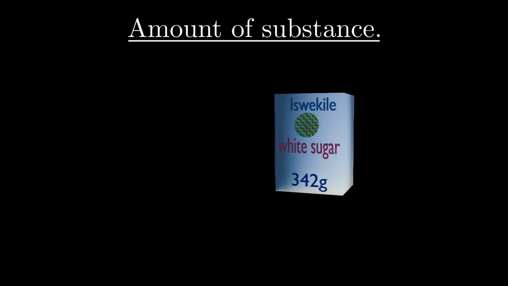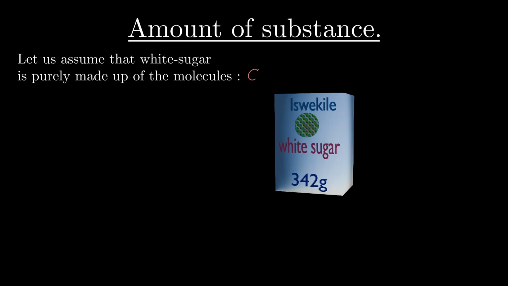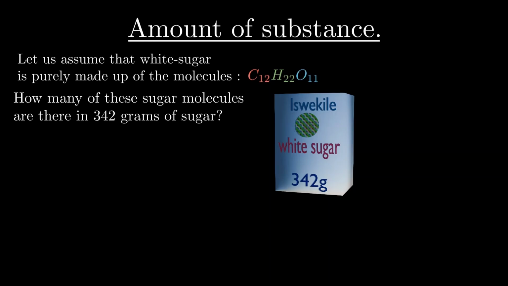So let's look at the amount of substance, which is a mole. Imagine that you have 342 grams of white sugar. Let's assume that it's made of sucrose, which is the molecule C12H22O11. Now the question is, how many of those particles?